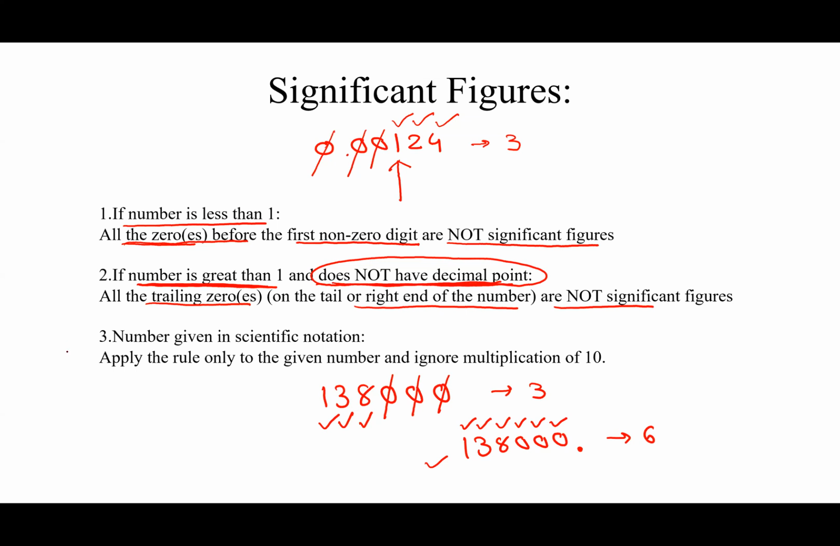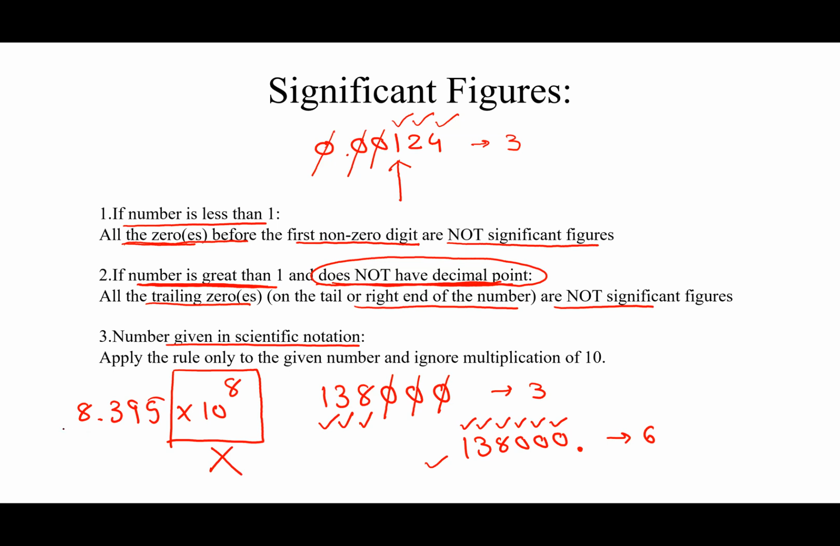And the third is not actually a rule, it's just something that you should be aware of. How are you going to consider the significant figures if the number is given in scientific notation? So let's say, for example, if I give you this number, then how many significant figures do you have? What you have to do, just keep that in mind: in scientific notation, this portion of the scientific notation, you are not even going to look at it. All right, so you are totally going to ignore this portion of the scientific notation.